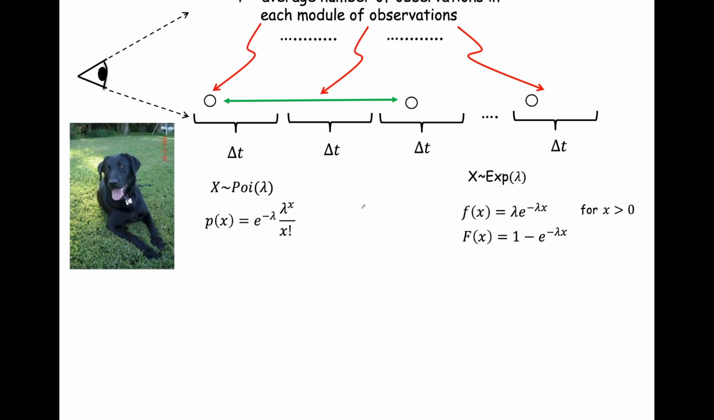P of x is equal to e to the minus lambda, lambda to the x upon x factorial, where lambda was the rate parameter. And then for the exponential distribution, we had the density function, f of x is equal to lambda e to the minus lambda x for x greater than 0. And the CDF, cumulative distribution function, is 1 minus e to the minus lambda x. Likewise, when we solved for the expectation, mu, for the Poisson, we got lambda. When we solve for the expectation, mu, for the exponential, we get 1 upon lambda. We solve for the variance, sigma squared, for the Poisson, we get lambda. We solved for the variance for the exponential distribution, we get 1 upon lambda squared.